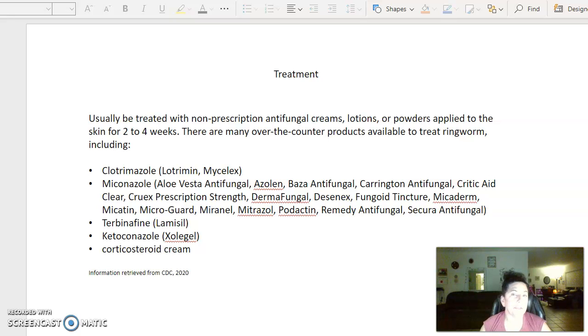Tinea capitis, we're going to find that on the head. It usually needs to be treated with a prescription antifungal medication, taken orally for 1 to 3 months. Creams, lotions, or powders don't work for ringworm on the scalp. Prescription antifungal medications would be used to treat that, and that would include Sporanox and fluconazole.